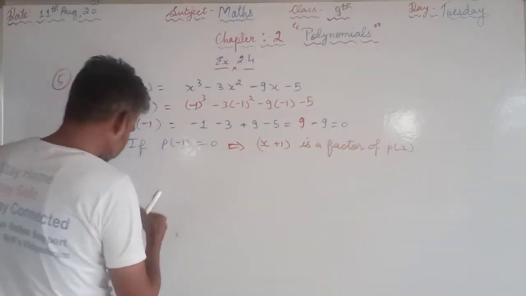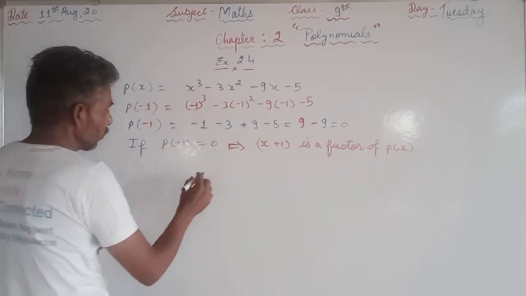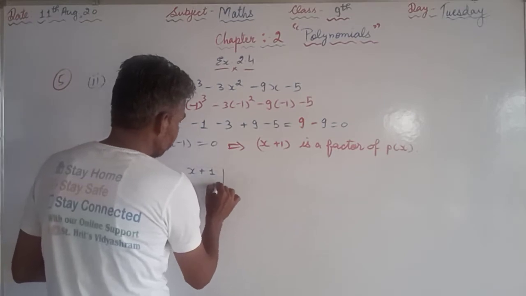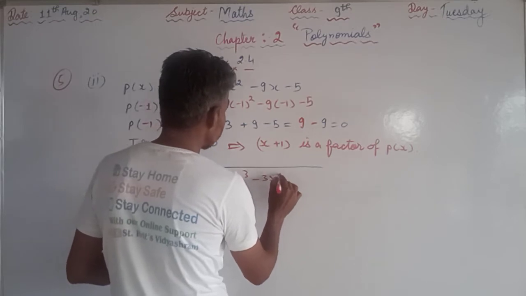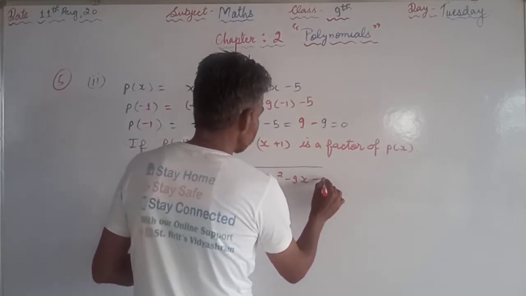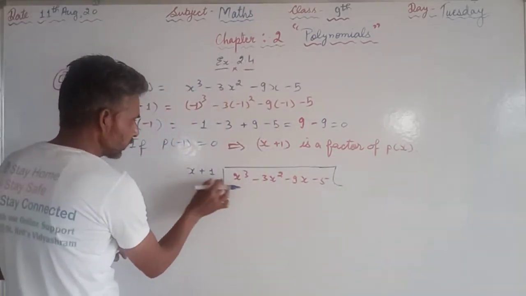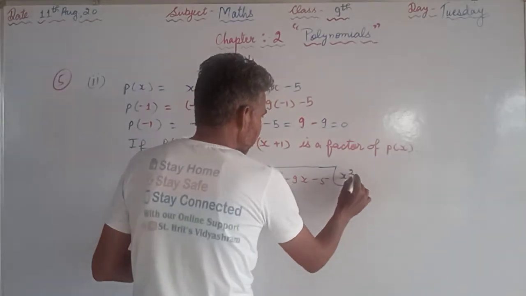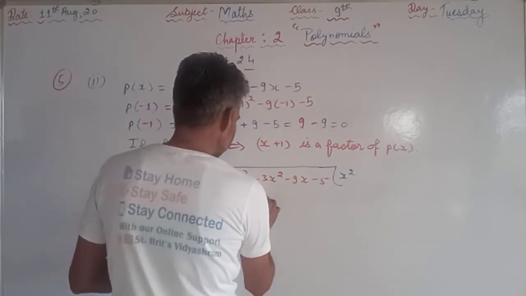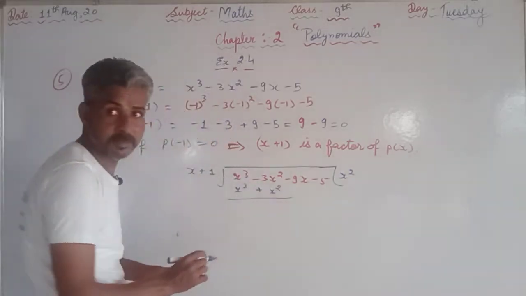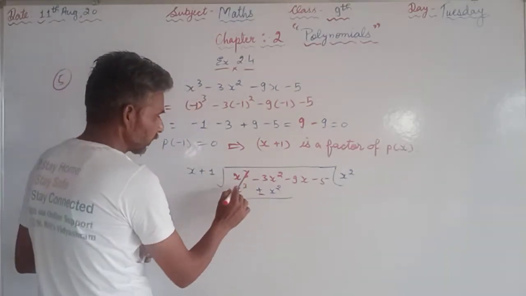Now we can divide p of x by the factor we found right now. So we will divide the polynomial x cube minus 3x square minus 9x minus 5 by x plus 1, and the quotient we will write this side. First, for x cube, we are supposed to multiply by x square: x square into x is x cube, x square into 1 is x square. Afterwards we are supposed to subtract. To subtract we change the sign. After changing the sign, that can be cancelled out.